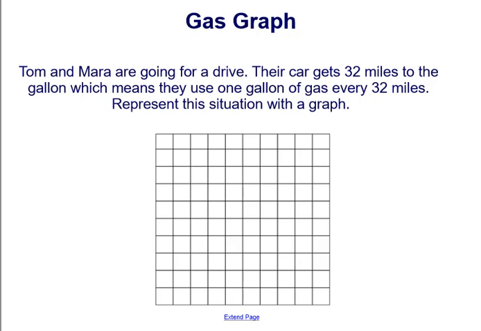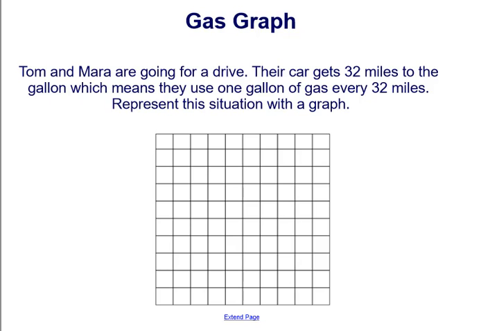Here we have a situation with gas. Tom and Mara are going for a drive. Their car gets 32 miles to the gallon, which means they use 1 gallon of gas every 32 miles. We want to represent this situation with a graph.